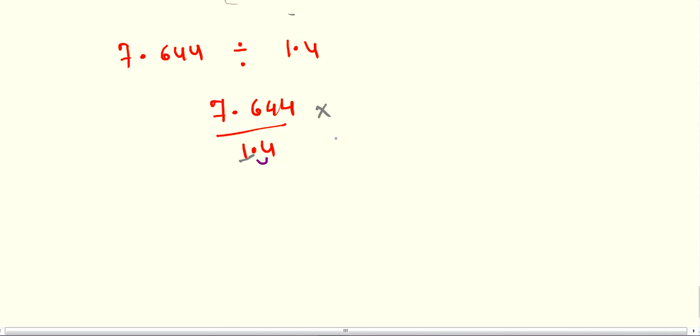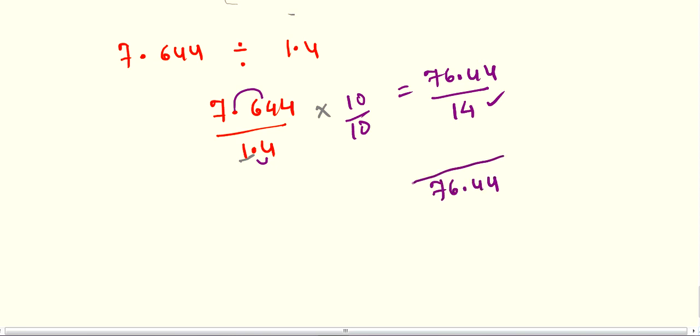So if you are having one place means what? You have to multiply by 10 by 10. So you will get here 76.44 divided by 14. Now as you can see, our denominator is decimal free. We are not having any decimal in denominator. So now divide 76.44 by 14.